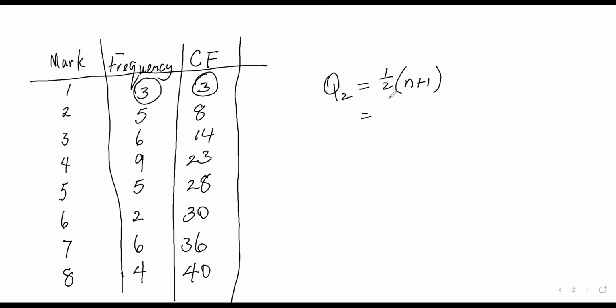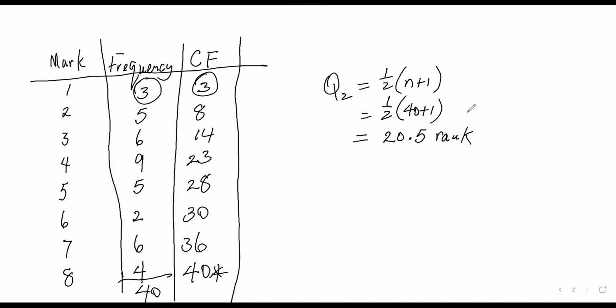The median will be a half of n plus 1. What is n? Your total frequency, which is 40, is the same as your last cumulative frequency number. So that would be 40 plus 1. How much is that? 20.5. Right, so this is your rank. So you go into the CF and see where the 20th rank will be.